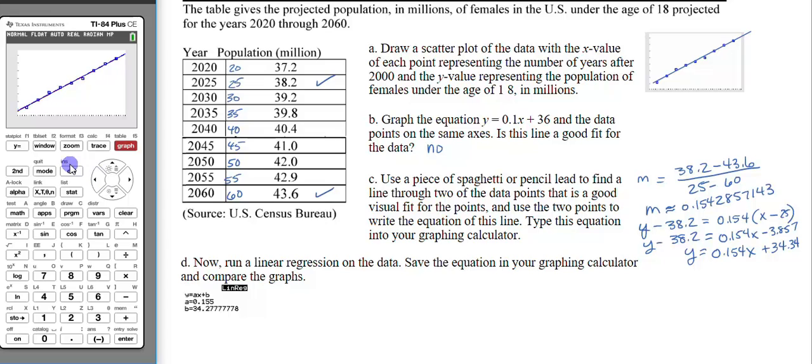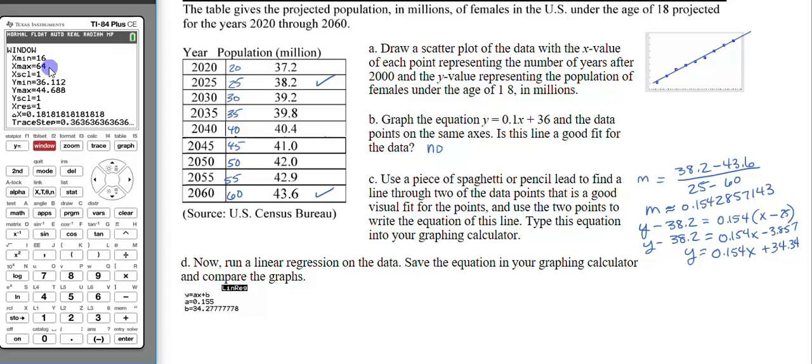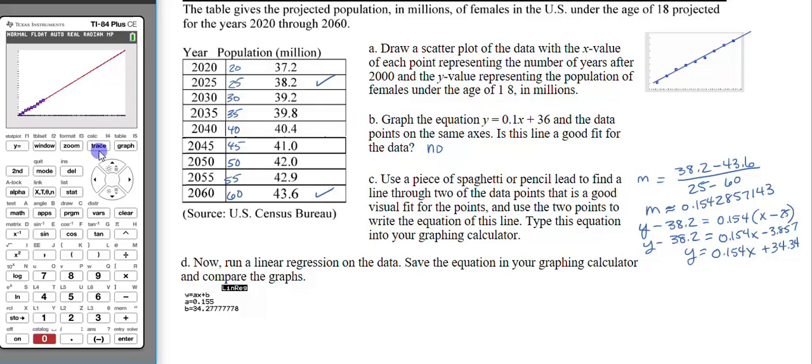Now if you want to see a little bit more in your window, you can see we've got from 16 to 64 is what our window is right now. Let's say we go to 200 there and do a zoom fit. That's option 0. Zoom fit. And even way out there you can see it's actually pretty close. So yeah, very nice fit.